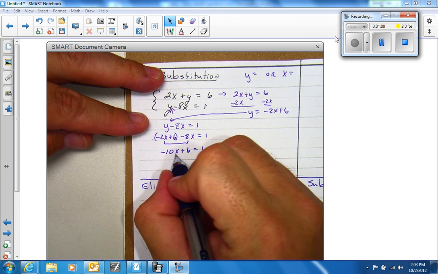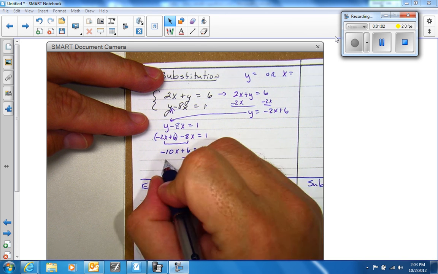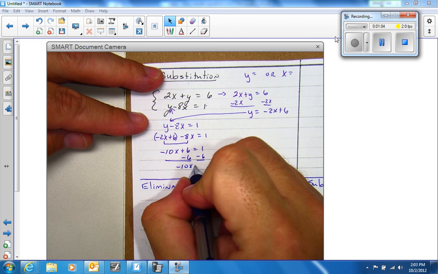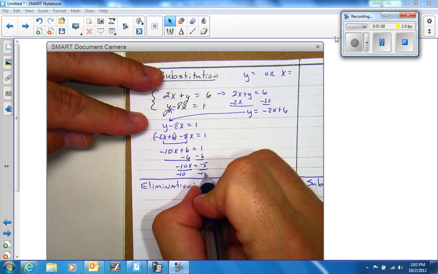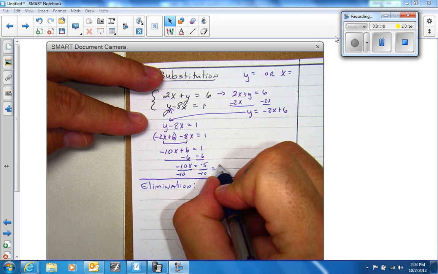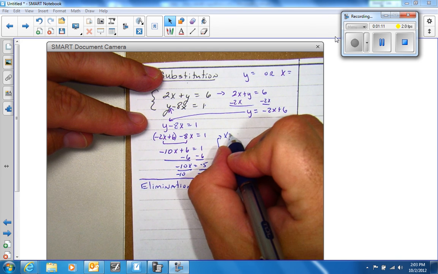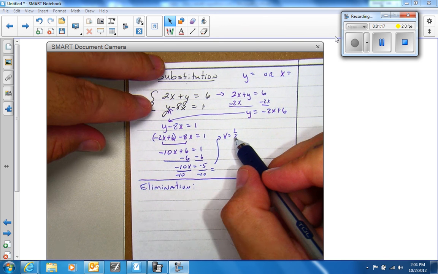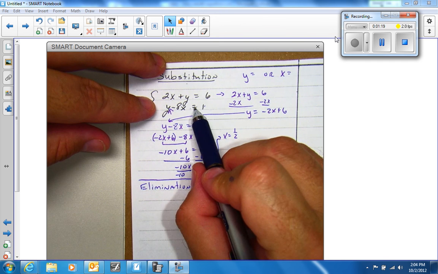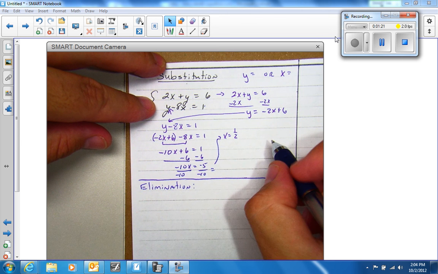I'm going to solve for x, which is minus 6. I get negative 10x equals negative 5. When I divide by negative 10, I end up getting, right here, x is equal to positive 1/2. Now once you have solved for that variable, you've got to plug it back in to one of these two original equations in order to find out what y is.